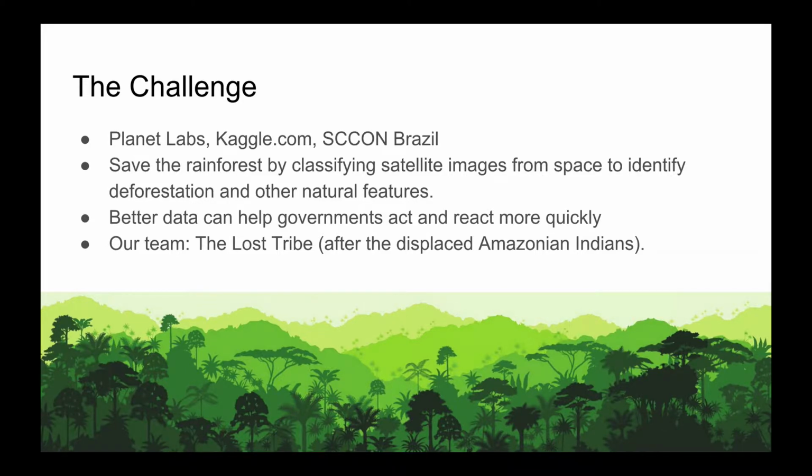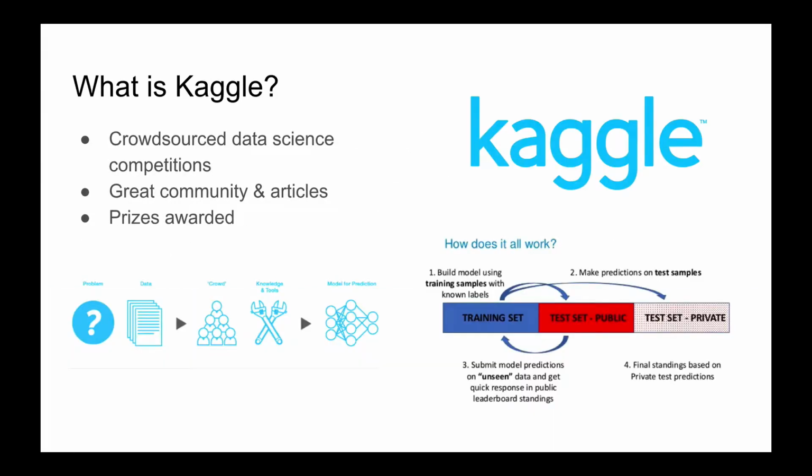The task is to classify and label satellite images that they've taken to identify deforestation and other features like logging, mining, and burning of trees. Kaggle is a data science platform that lets entities put on competitions, essentially crowdsourcing them. So they give us training data, but they also have a test set that's used for scoring.